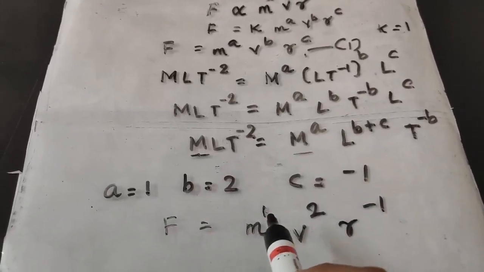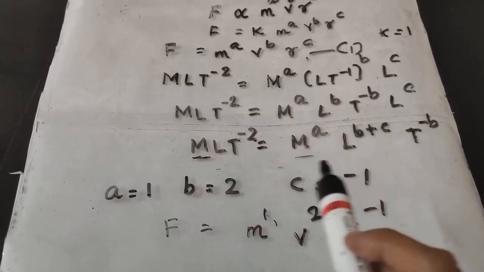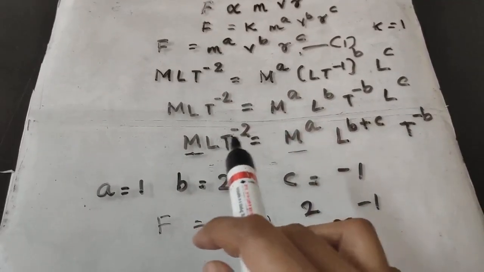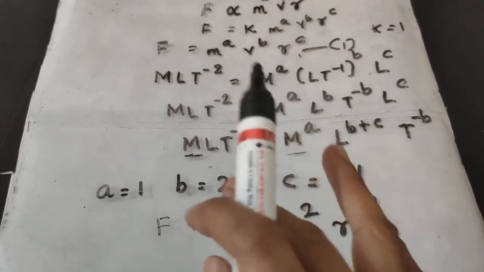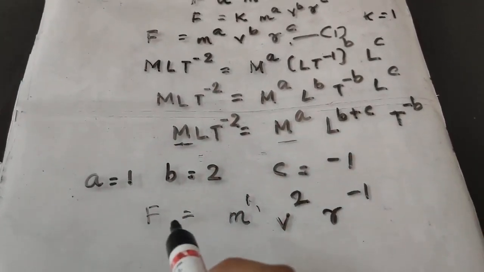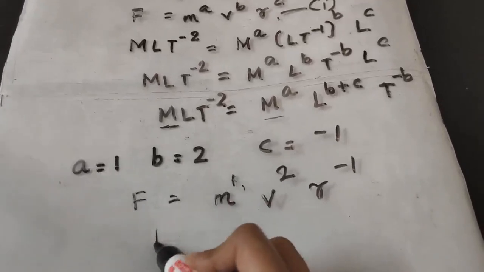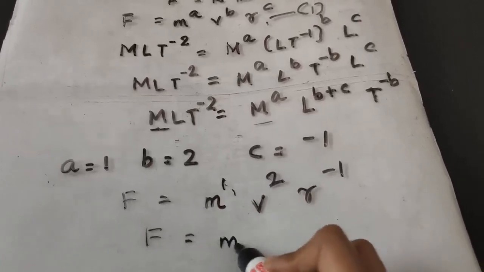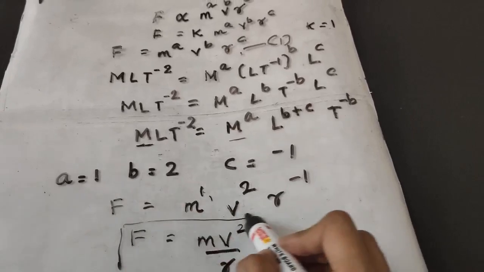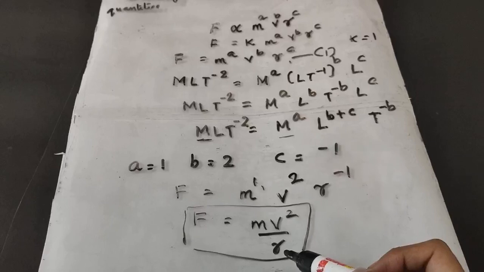So we got the correct powers of M, V and R by using our idea of the homogeneity principle. If this equation is dimensionally correct, then the dimensions of all the quantities involved on both sides must be the same. So we got this relation F is equal to M V square R raised to minus 1. It can be written as F is equal to M V square by R. This is the equation for centripetal force. Centripetal force F is equal to M V square by R.